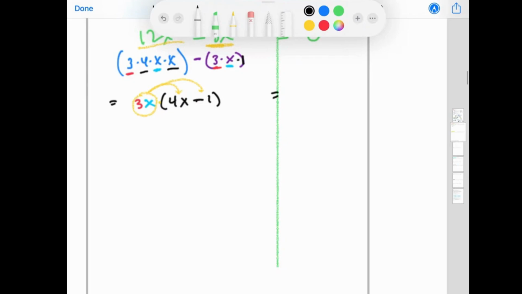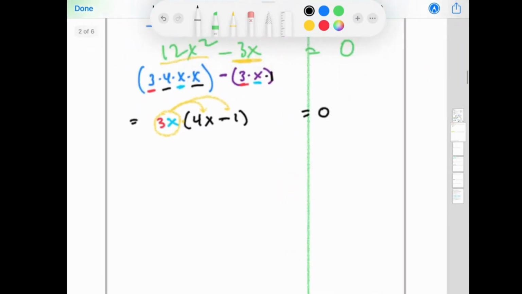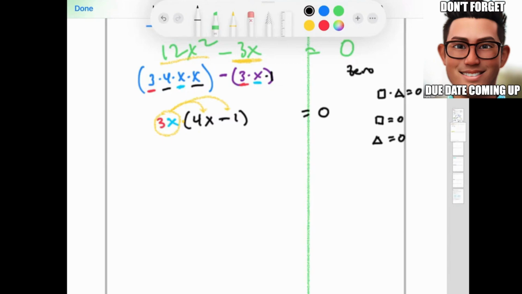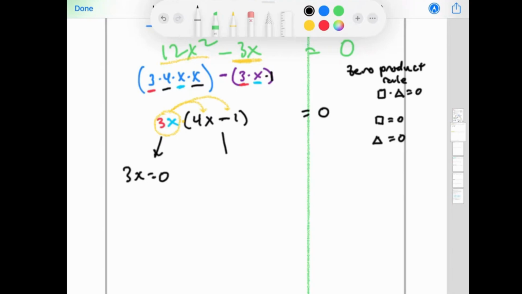Okay, so we factored it. Now I need to solve it. Okay, so if I said that square times a triangle equals 0, that says that basically the square has to be equal to 0 or the triangle has to be equal to 0. I call this the 0 product rule. Product means multiply to be 0. So you're going to set this one equal to 0 and this one equal to 0.